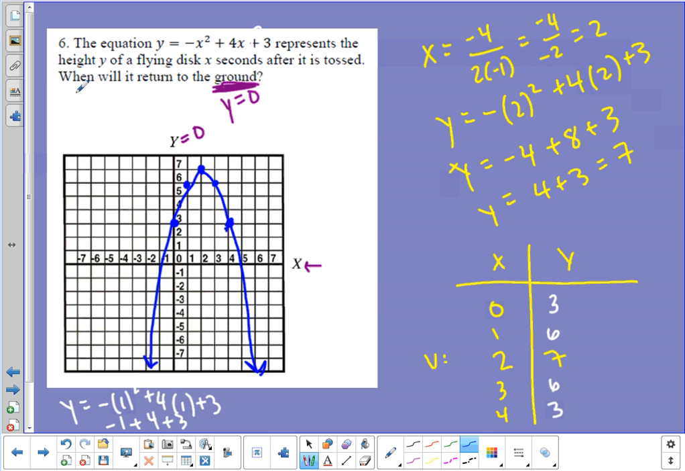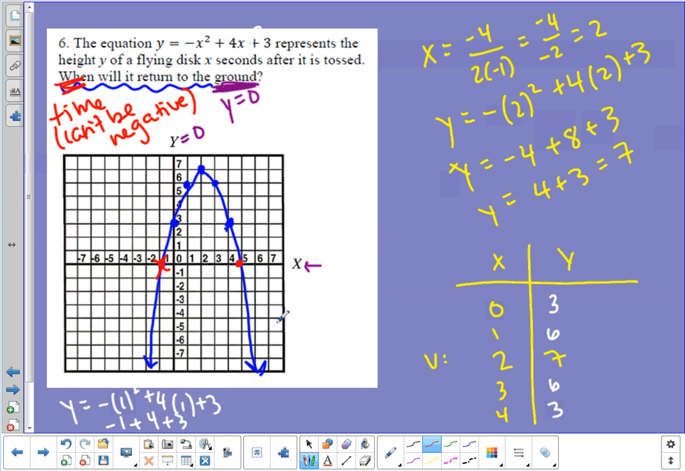Okay, the question is, when will it return to the ground? So I want to know, what is the value that it's hitting 0? Well, it's hitting 0 there and there. And we're talking about time. We're talking about when. So what I know is that time can't be negative. So if time can't be negative, that means this one is out, and I'm really only looking at this one.